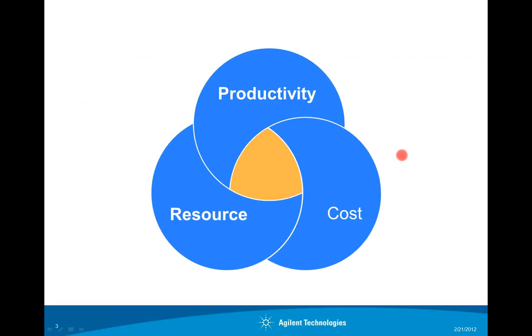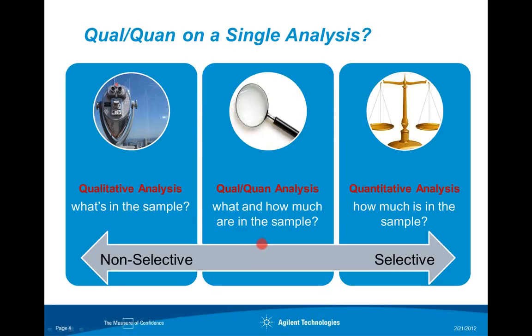Pharmaceutical industries are continuously looking for increased productivity and reduced cost. So how can we use our limited resources to achieve this goal? One of the solutions we believe can help you achieve that goal is the Qual/Quan solution. It combines the qualitative analysis and the quantitative analysis in one single experiment so that you can obtain more information with less work involved.